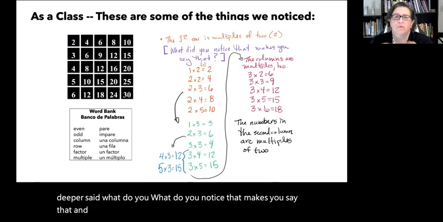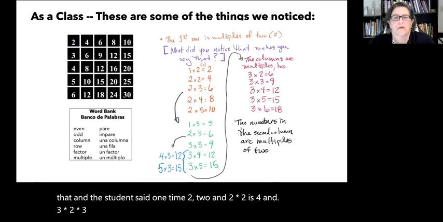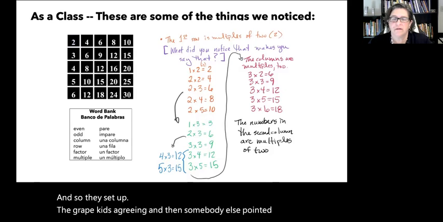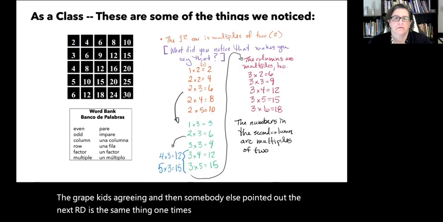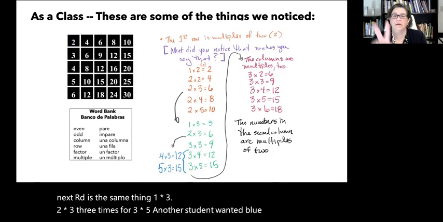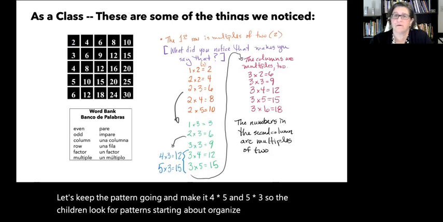And the student said, well, 1 times 2 is 2, and 2 times 2 is 4, and 3 times 2 is 6, and 2 times 4 is 8, and 2 times 5 is 10. And so they said, oh, agree, kids agreeing. And then somebody else pointed out the next row, it's the same thing. 1 times 3, 2 times 3, 3 times 4, 3 times 5. Another student, the one in blue, thought, let's keep the pattern going and make it 4 times 5 and 5 times 3. So the children are starting to look for patterns, starting to think about how to organize it so it's easy to see the pattern.